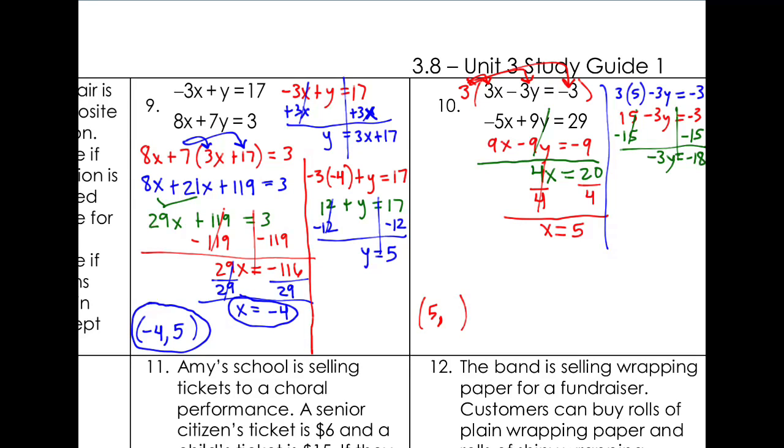And then our last step is to get rid of the negative 3. We have to divide by negative 3. Do that on this side as well. And that leaves us with y is equal to a positive 6. And so we have our other answer. And so that is x is 5, y is 6.